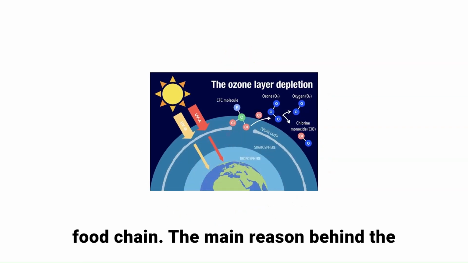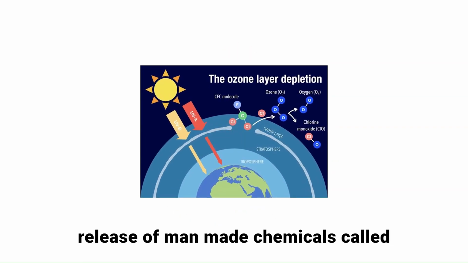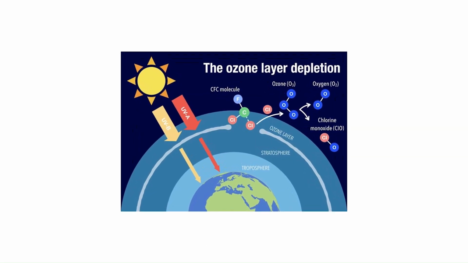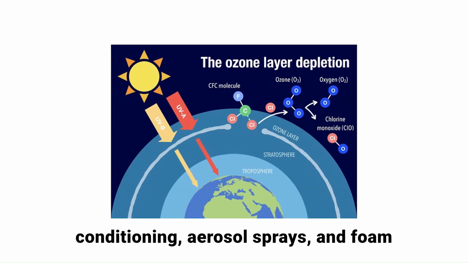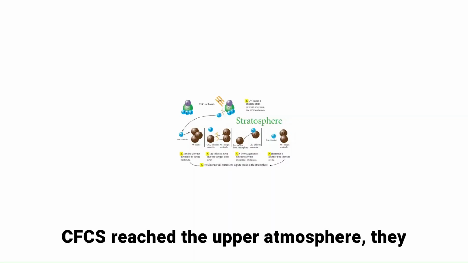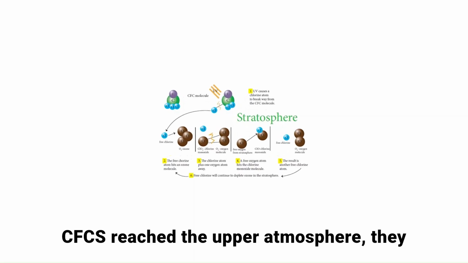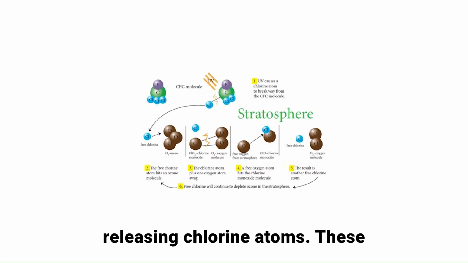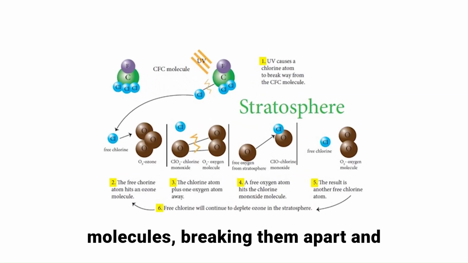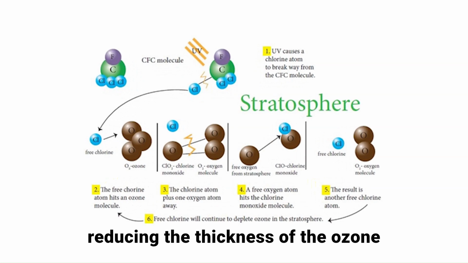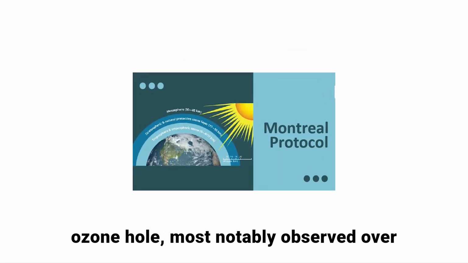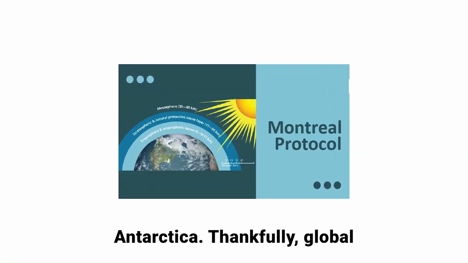The main reason behind the depletion of the ozone layer is the release of man-made chemicals called chlorofluorocarbons, or CFCs. These are used in refrigeration, air conditioning, aerosol sprays, and foam-blowing industries. When CFCs reach the upper atmosphere, they are broken down by UV radiation, releasing chlorine atoms. These chlorine atoms react with ozone molecules, breaking them apart and reducing the thickness of the ozone layer. This led to the formation of an ozone hole, most notably observed over Antarctica.